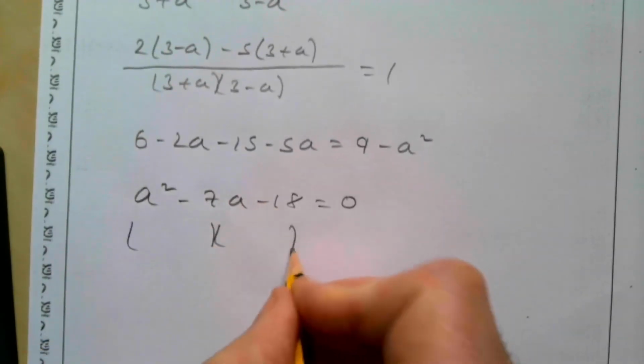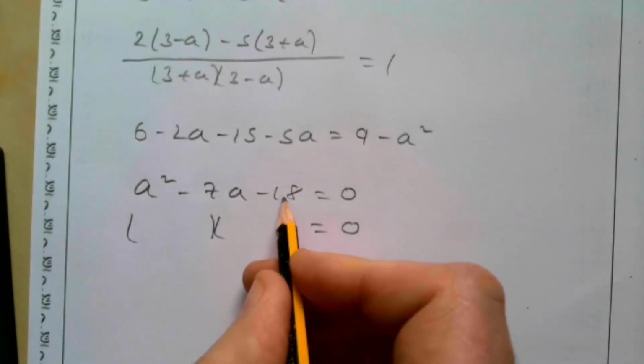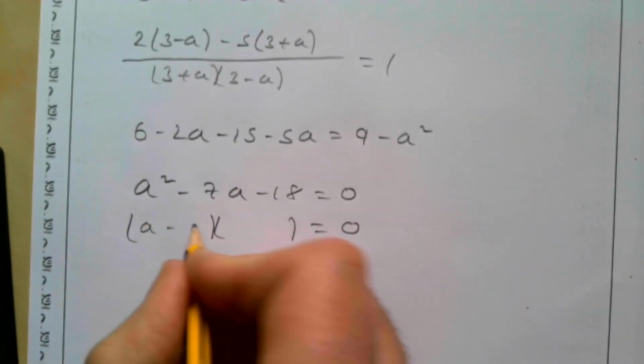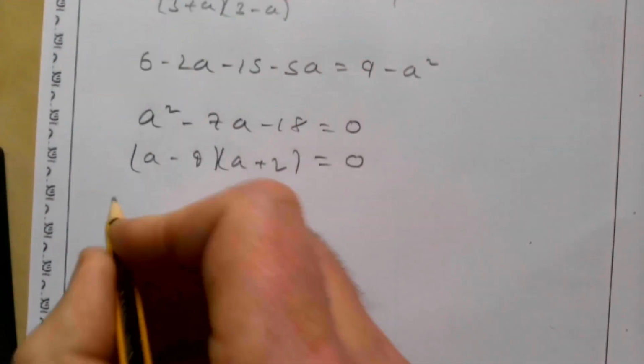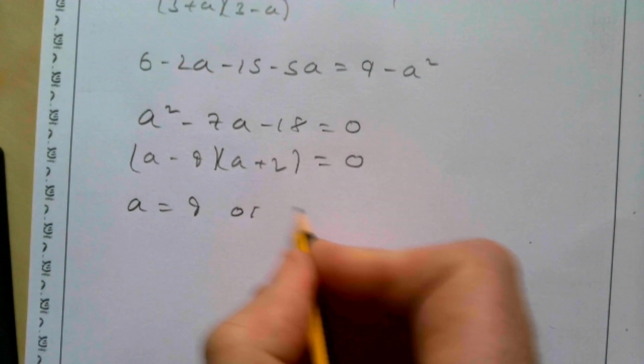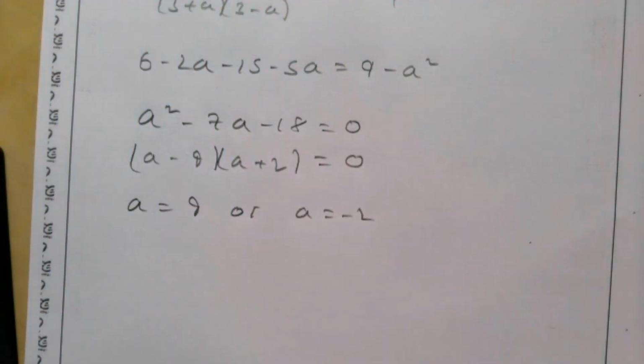We want 2 numbers that multiply to give minus 18 and add to give minus 7, so it has to be a minus 9 and a plus 2. That means a equals 9 or a is minus 2.